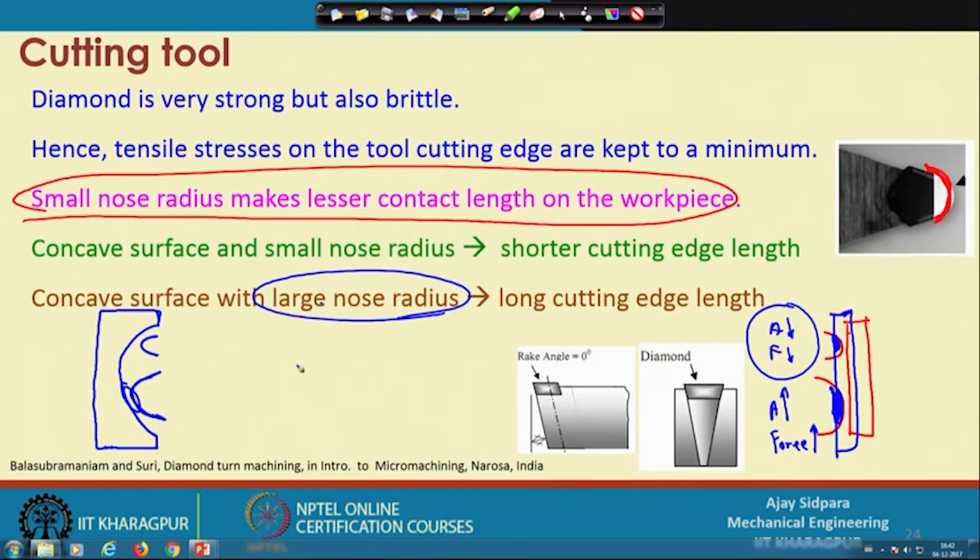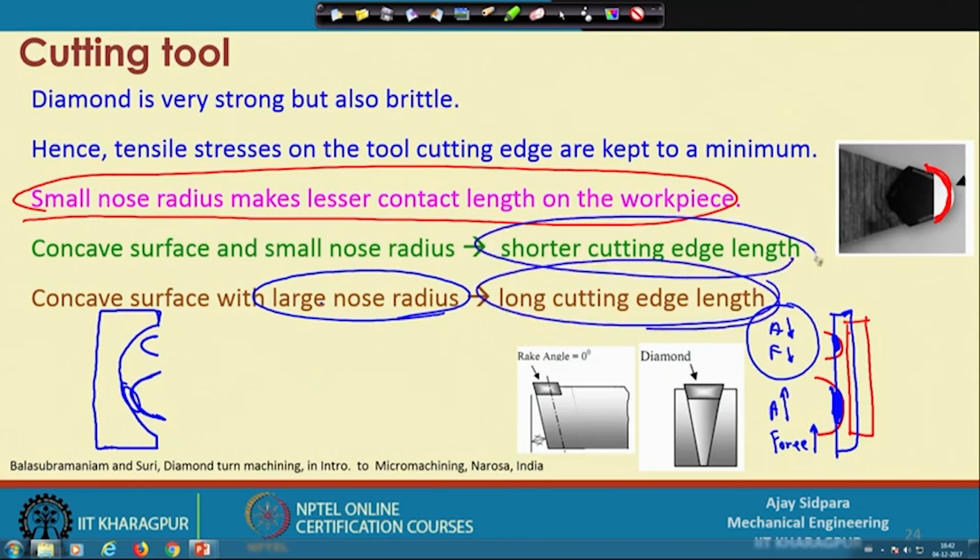But there is another disadvantage here, because we have seen that if your contact is more, your forces will be more, and the life or the sharpness of this particular nose radius, or the cutting edge radius, will be very less here. So, that is the reason that you have to see which material you are machining, and then set the parameters in such a way that you play around the cutting edge length, so that it is enough to increase the production rate and also enough to reduce the wear of the cutting edge radius. So, that is where you can play around the parameters.